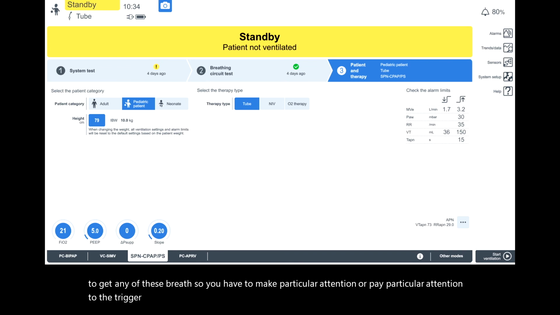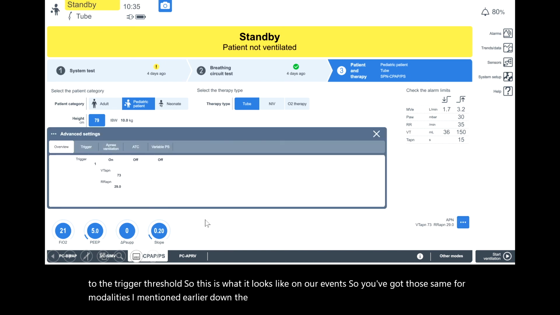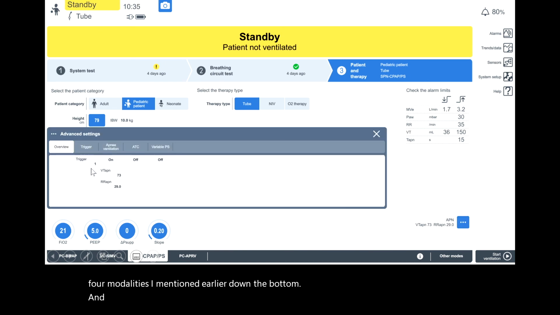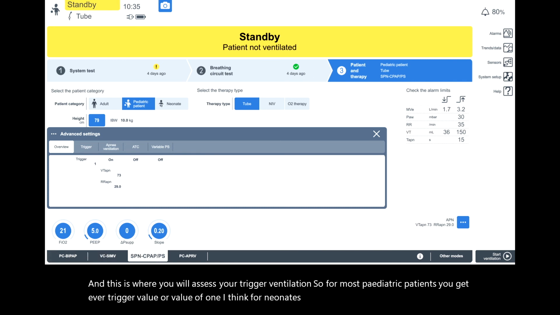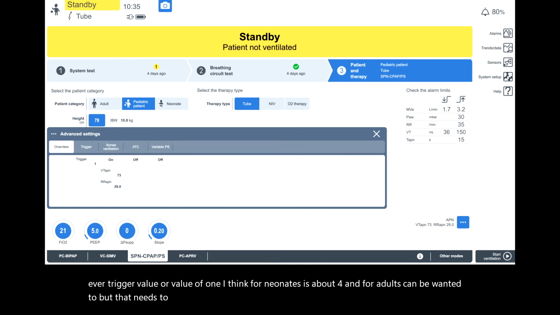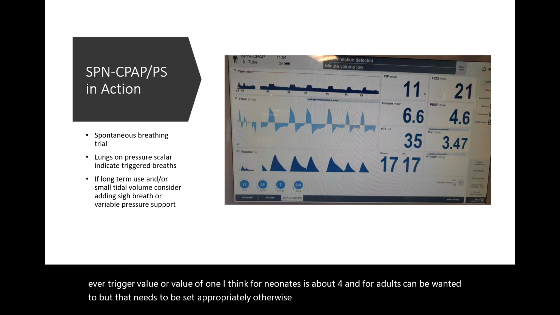So this is what it looks like on our vents. So you've got those same four modalities I mentioned earlier down the bottom. And this is where you would assess your trigger ventilation. So for most pediatric patients, you get a trigger value of 1. I think for neonates, it's about 0.4. And for adults it can be 1 to 2. But that needs to be set appropriately. Otherwise, the patient will be fighting to get the support that we're hoping to give them.